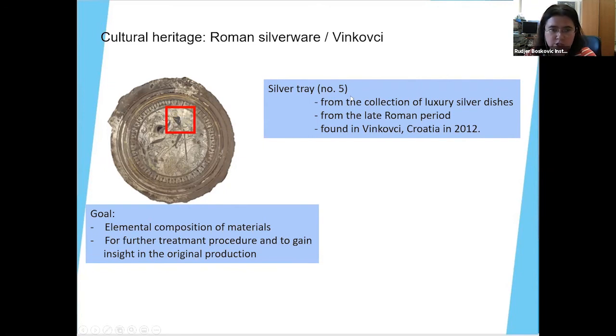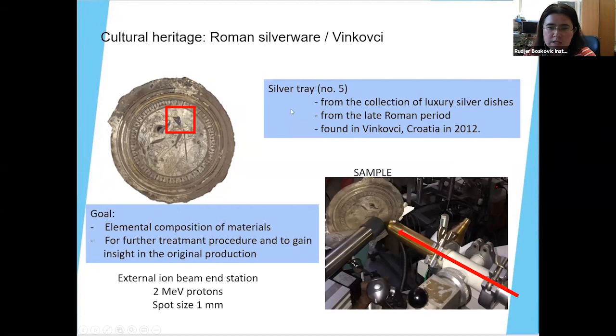from this collection. The goal was to determine the elemental composition of the materials, which is needed to know how to proceed with the restoration and conservation procedure, and to gain some insight into how these silver dishes were manufactured. So in this case we used the external beam setup because this was too big to put inside the vacuum chamber.